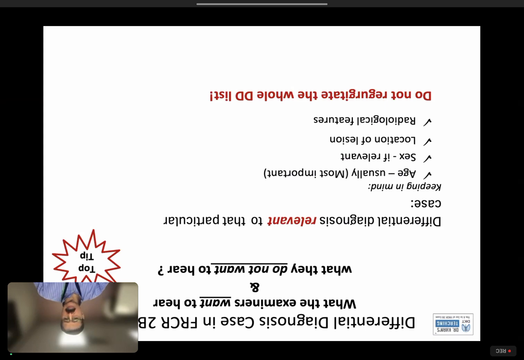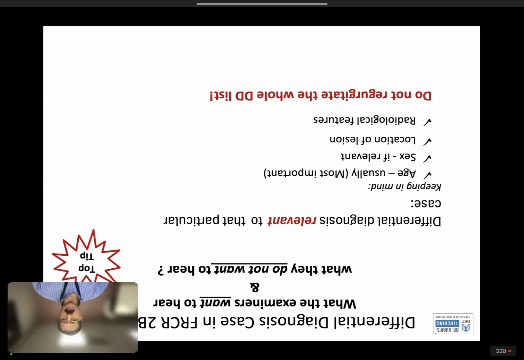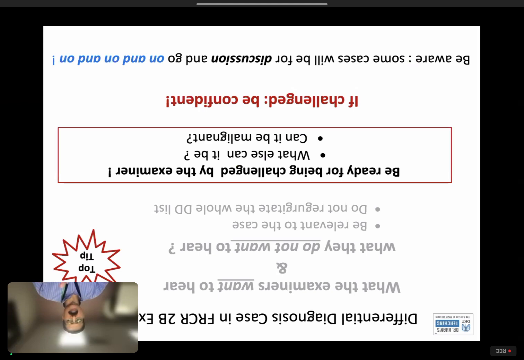The differential diagnosis list should be in your mind. You should remember the list, but tell the examiner what is relevant in that particular case, according to age, sex when relevant, location of the lesion, and the radiological features. If you regurgitate all of the list, you will be penalized. Remember this. For example, with a classical case of simple bone cyst, the examiners may grill you: what else can it be? The method is that even if you mention something, you then rule it out: I did consider this, however because of this, it is not this.